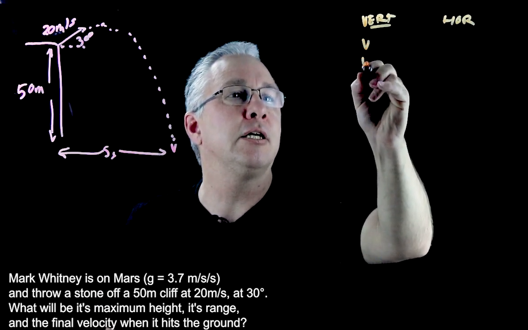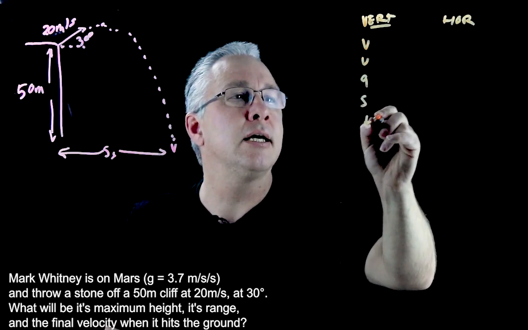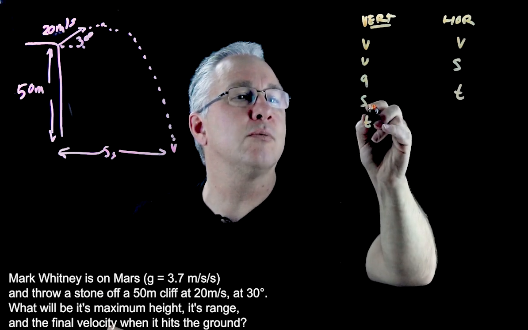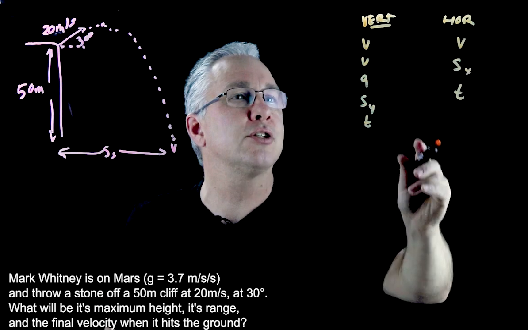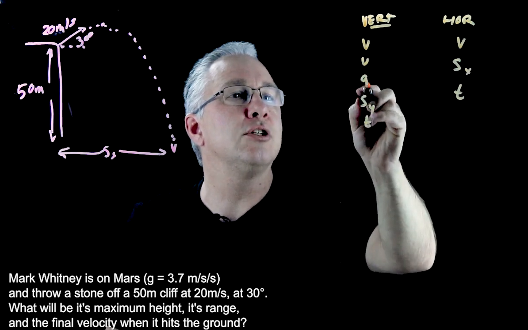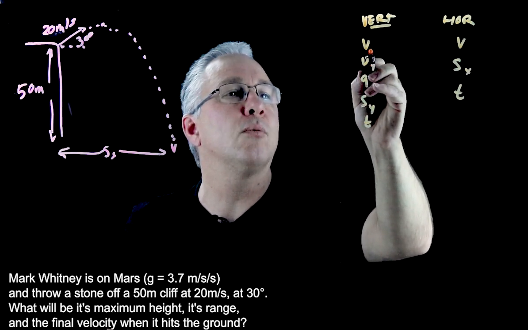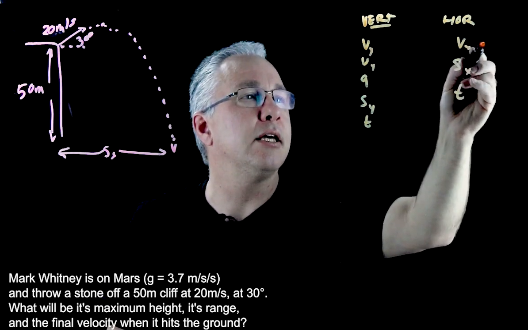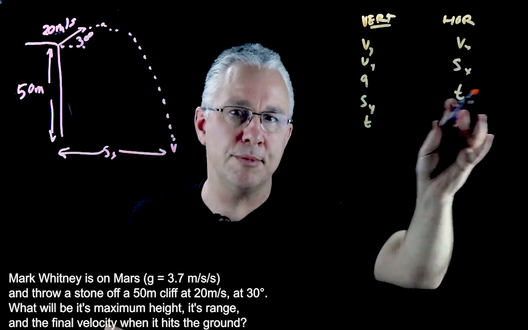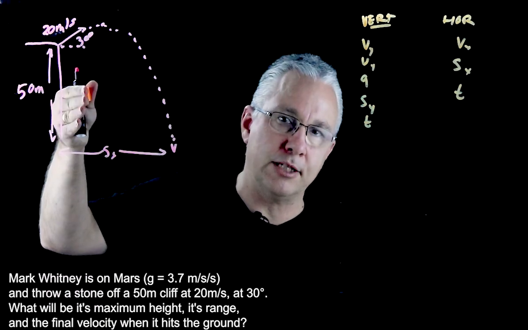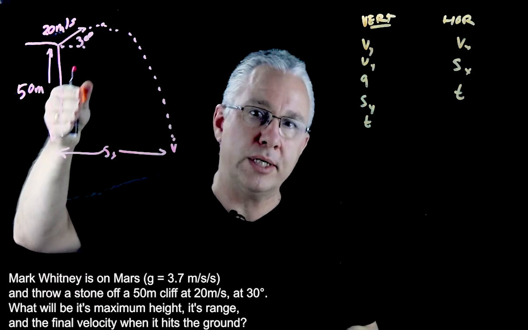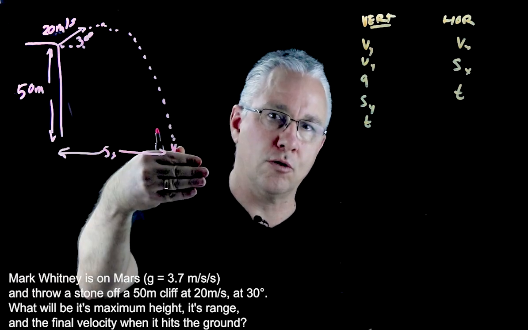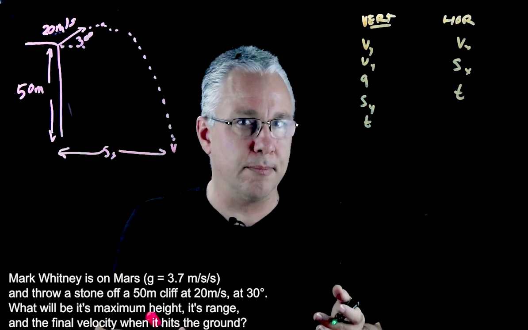I always say V, U, A, S, T, and I have V, S and T, but of course this S is the Y direction, this S is the X direction. This V and this U over here are both in the Y direction, they're the vertical ones, and this of course is in the horizontal direction. The times here are exactly the same. Obviously the time it takes for the stone that Mark Whitney throws to go up and down is going to be exactly the same as the time it moves across. And that's the key to solving projectile motion problems.